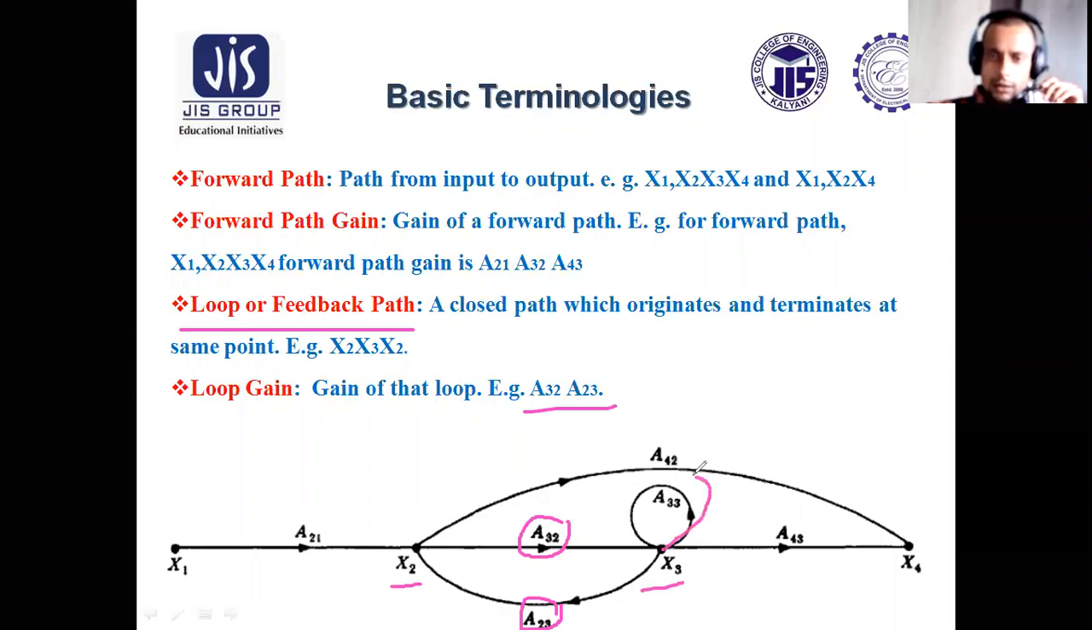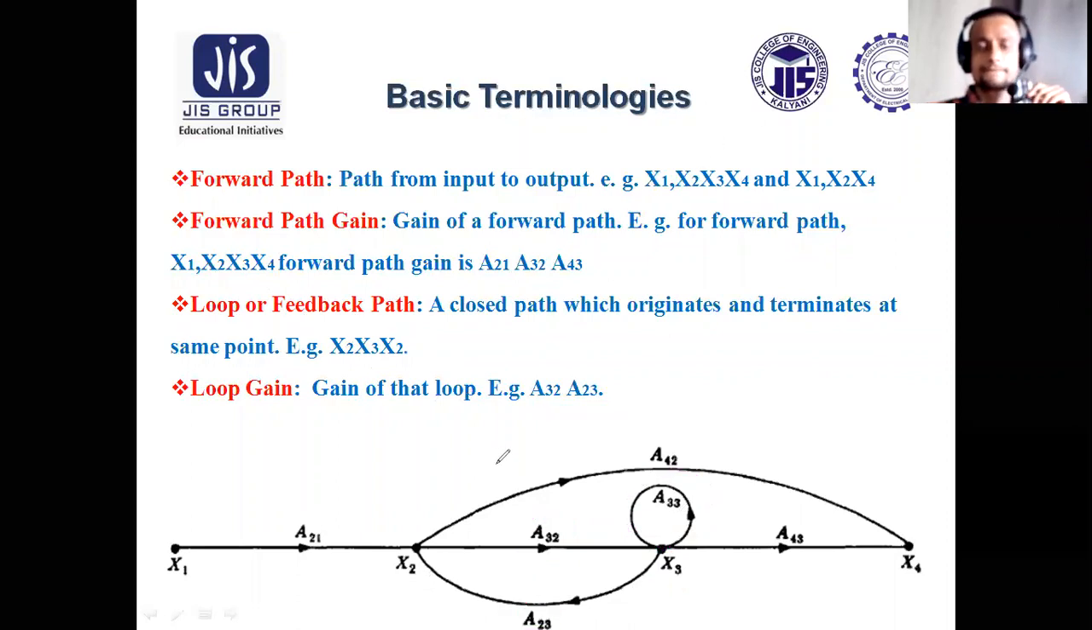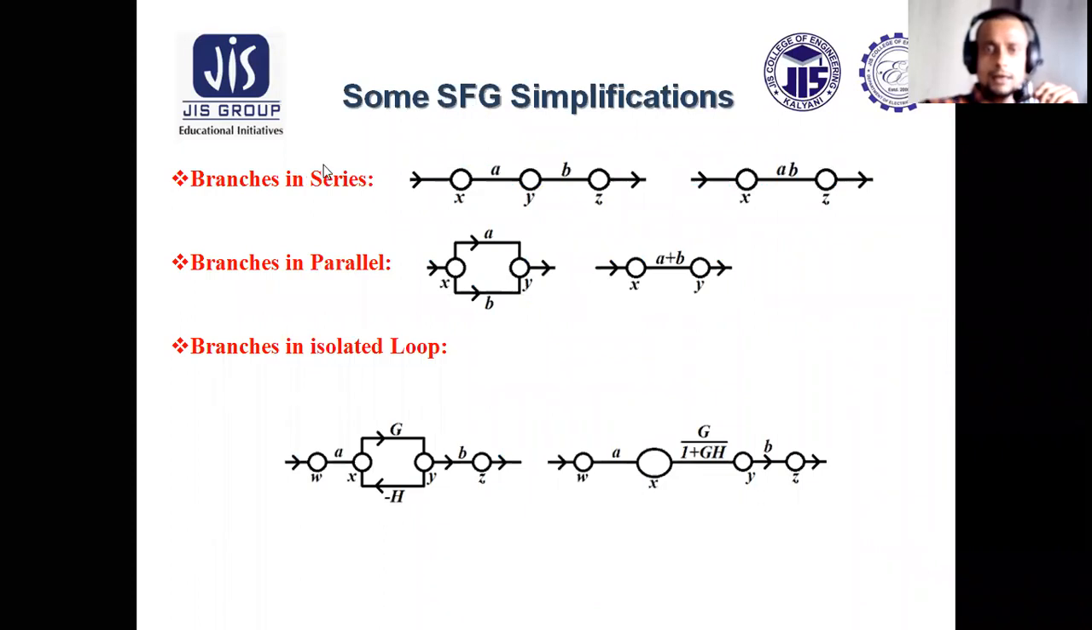This one involves only one node. Starting from one node, there is no other intermediate node, and it ends at the same node. This is known as a self loop, and the gain of this self loop is a33. Let us now move to the next slide. This slide tells us about basic simplification of SFG.